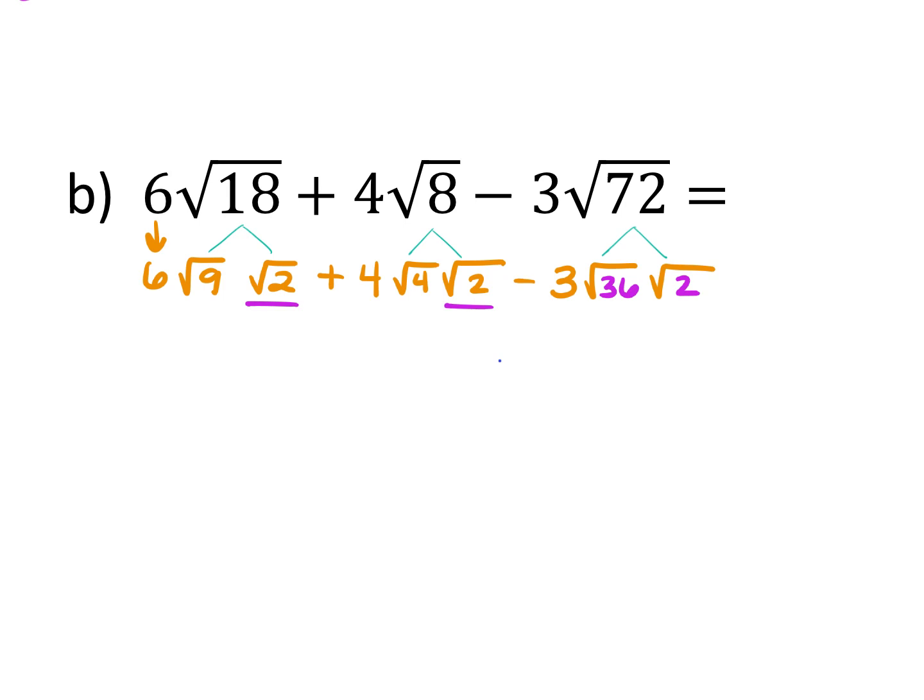Okay, so you're here. Let's simplify. This is going to be 6. The square root of 9 is 3. You're multiplying them, not adding them. And we got the rad 2. This is 4. The square root of 4 is 2. And we've got the rad 2. This is 6. And the square root of 2.